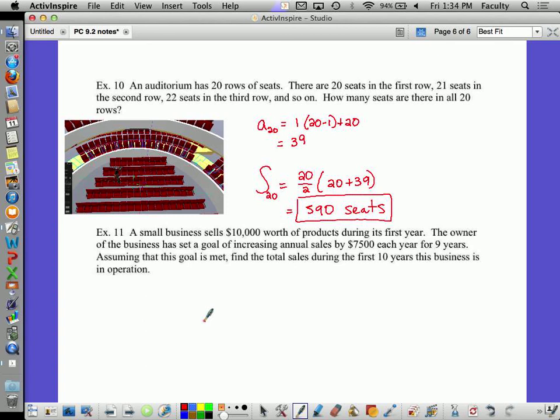All right, last example. It says a small business sells $10,000 worth of products during its first year. The owner of the business has set a goal of increasing annual sales by $7,500 each year for 9 years. So you have the first year is set for $10,000, and then for 9 more years, for a total of 10 years, you're adding $7,500 the next 9 years. Assuming that this goal is met, find the total sales during the first 10 years this business is in operation.